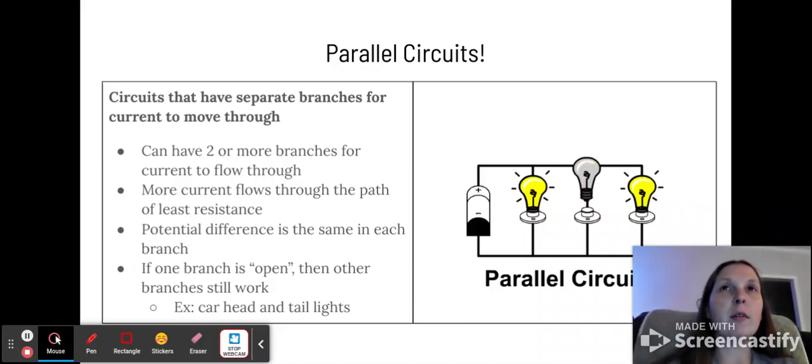A good example of this would be a headlight or a tail light, because if one of them goes out, the other one still works. If they were on a series circuit, then if one went out, the other would go out, and that would be super dangerous.